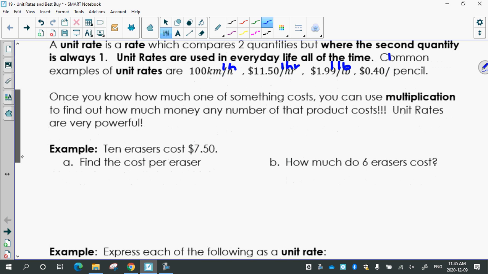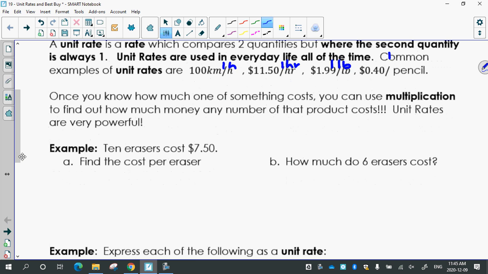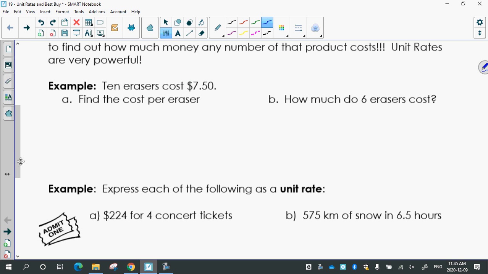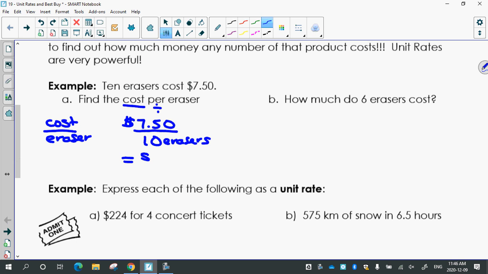Here's an example of that. 10 erasers cost $7.50. Find the cost per eraser. So cost per eraser, per means divide. A lot of you are just going right to your calculator, which is fine. So $7.50 divided by 10 erasers. And people are saying, yeah, 0.75, so 75 cents per eraser.